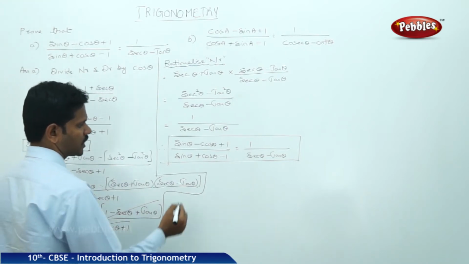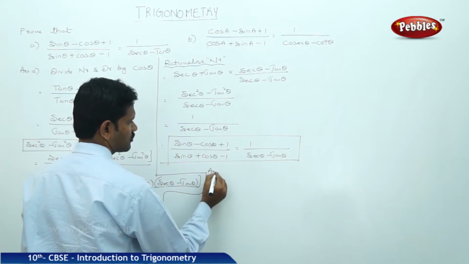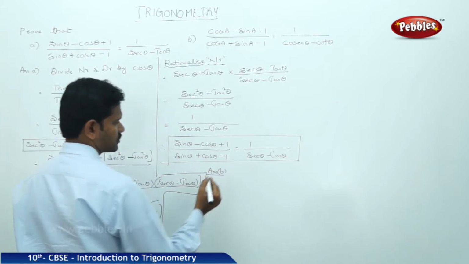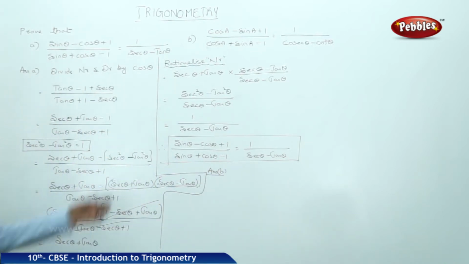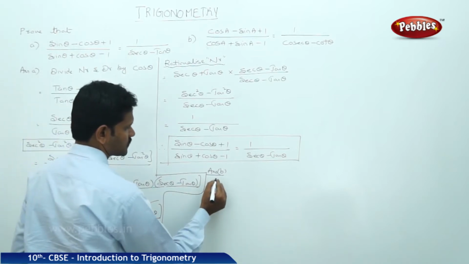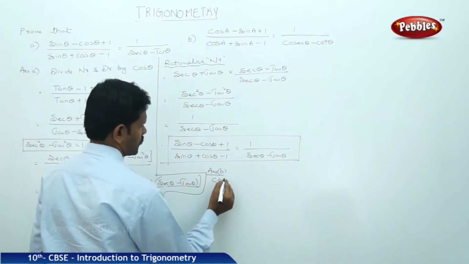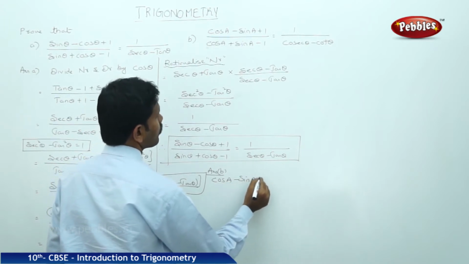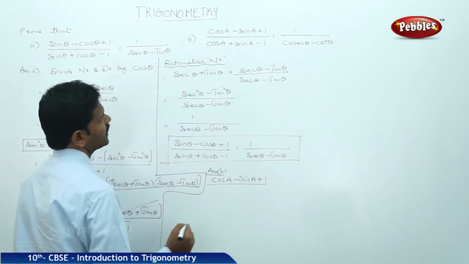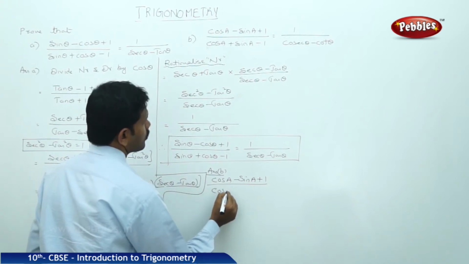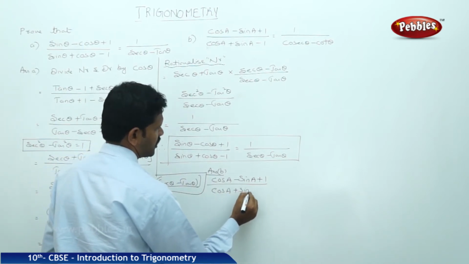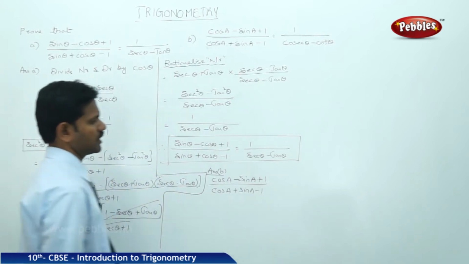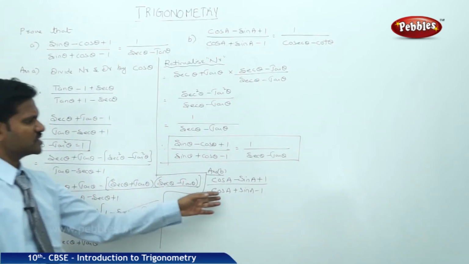Now welcome to answer to part B. Write the part B LHS. Cos A minus sin A plus 1 by cos A plus sin A minus 1. This is LHS.